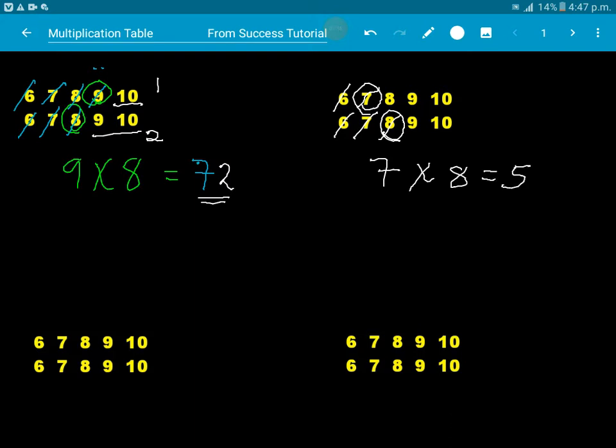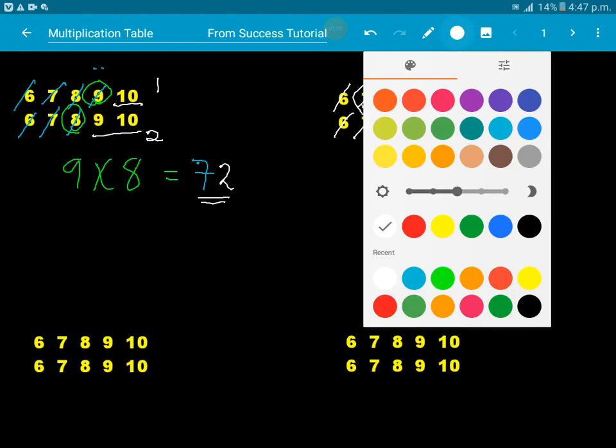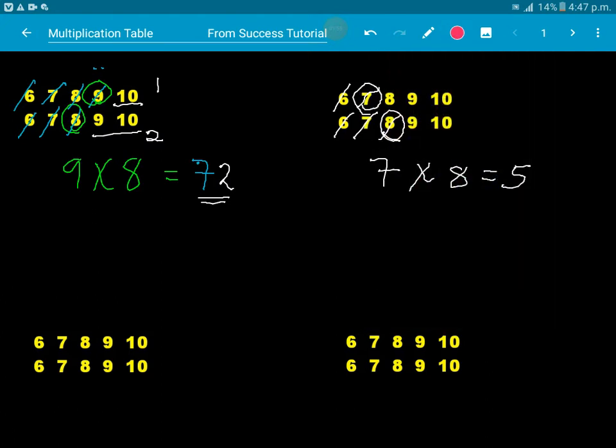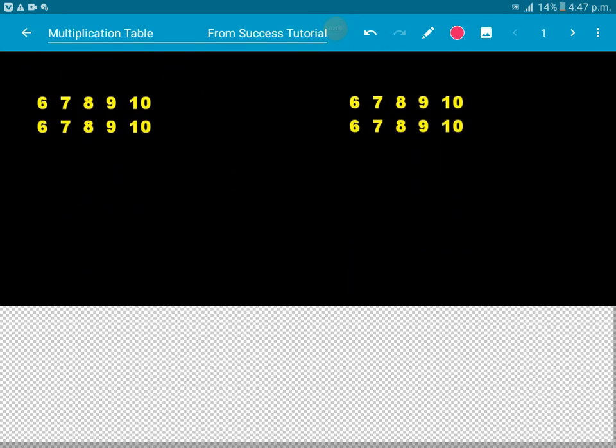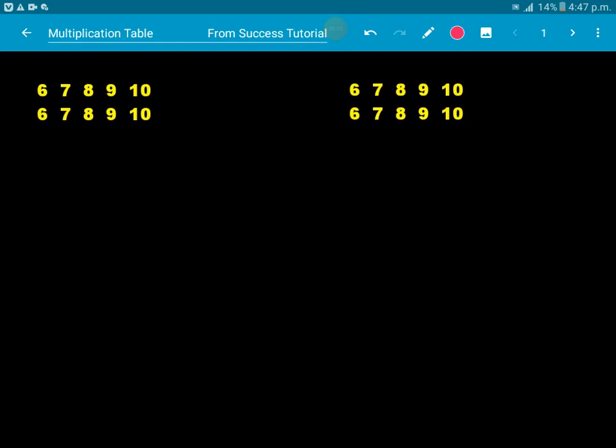Then after these two circles, how many digits are there? 3 digits. After this it has 2 digits. So 3 times 2 is 6. The answer is 56. Let's add two more examples.